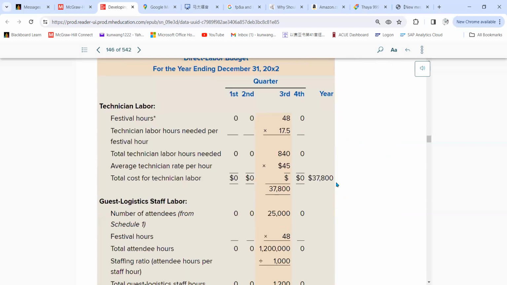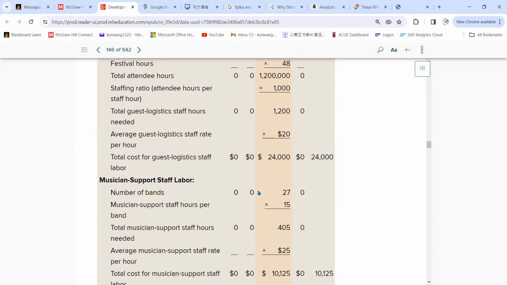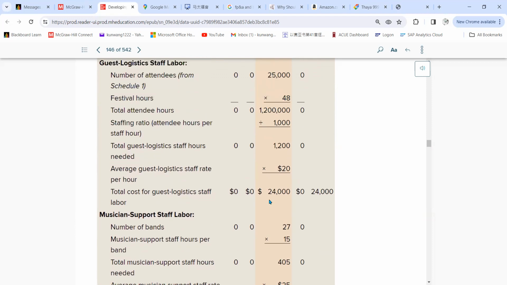And you can see most of the labor costs they put in for the direct labor cost, they put in for the third quarter only. So the festival hours and then the technicians, attendees, guest logistic, and also the musician support staff all happened in the third quarter. So we end up with almost $72,000 for direct labor cost. Be careful, direct labor cost.